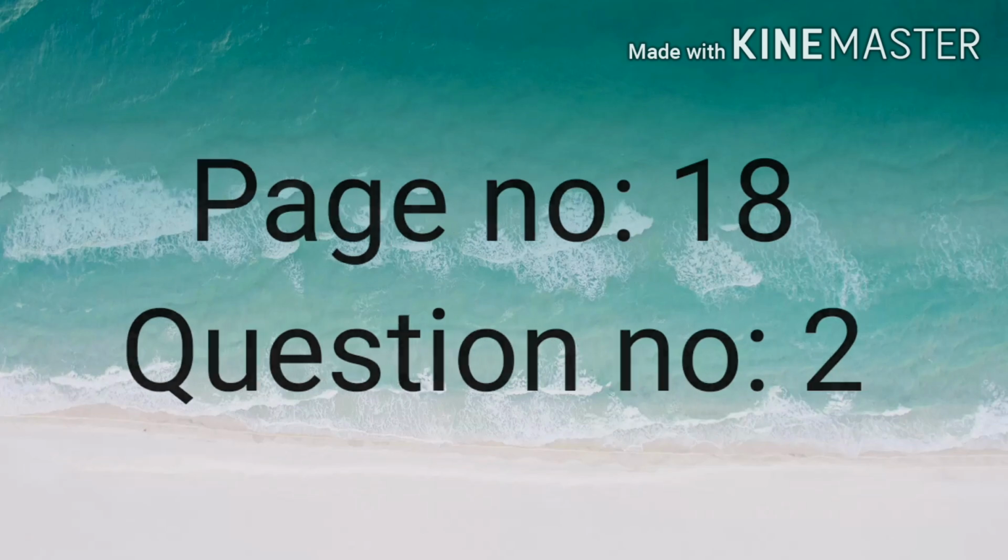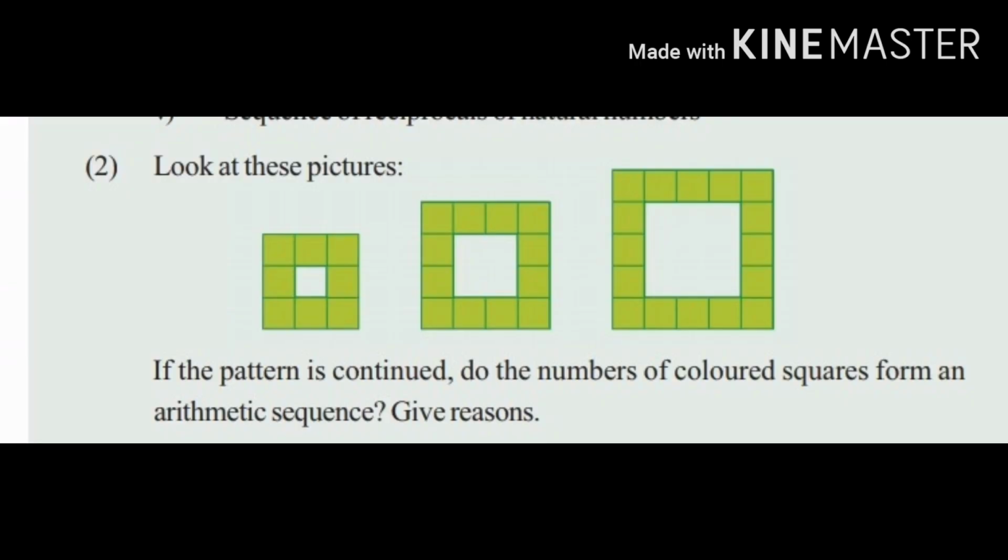Page number 18, question number 2. Here is your question. Look at these pictures. If the pattern is continued, do the numbers of colored squares form an arithmetic sequence? Give reason. Here in this question, you can see three squares. In each square, some portions are colored also. The question is, do the number of colored squares form an arithmetic sequence?